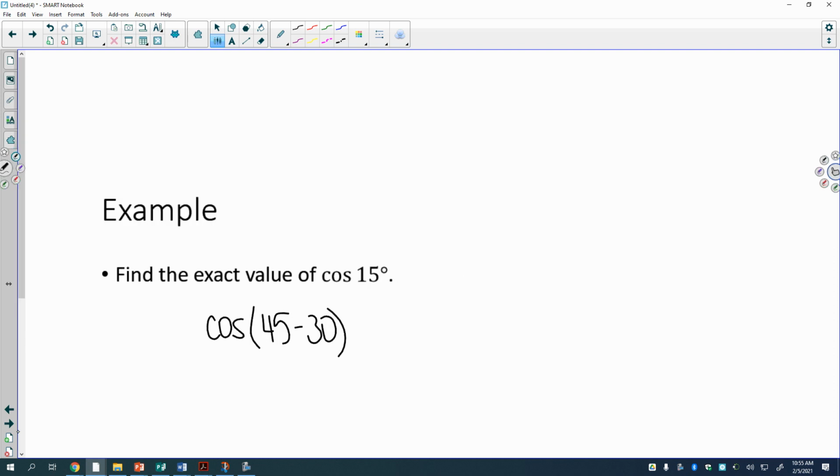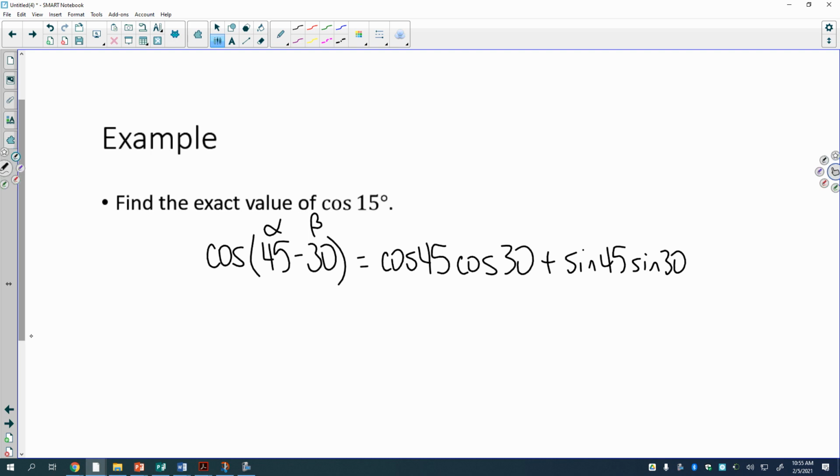Back to this. That means I do cosine of 45. This is my alpha, this is my beta. Cosine of 45 times the cosine of 30. I don't do a minus here, I do the opposite sign, plus sine 45 sine 30. And then I should just be able to work through these.